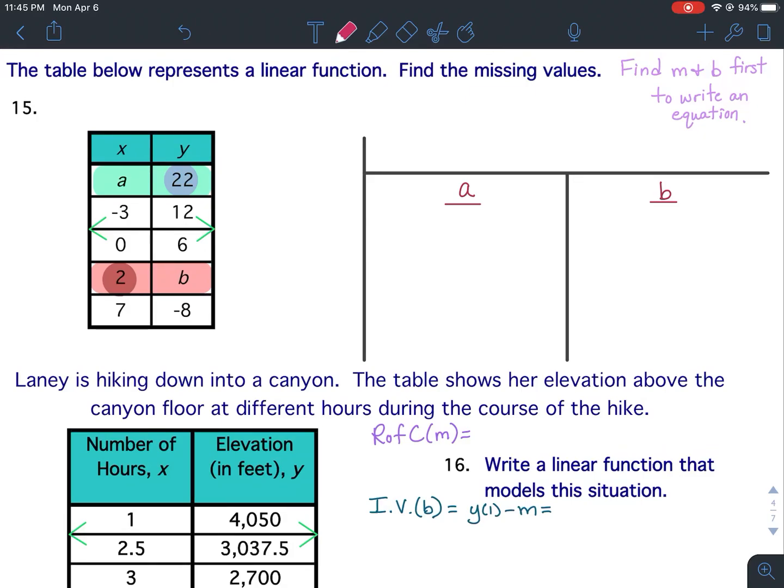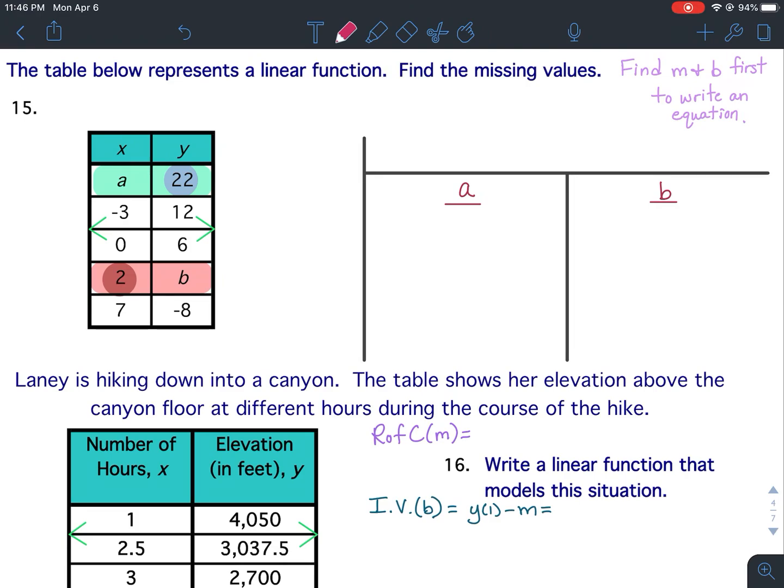Functions Review Question 15. The table below represents a linear function. Find the missing values. Because it is a linear function, we know that the ratio of the change in y values to the change in x values, which means the slope, is the same throughout the problem. So I want to find an equation in order to find the missing values.